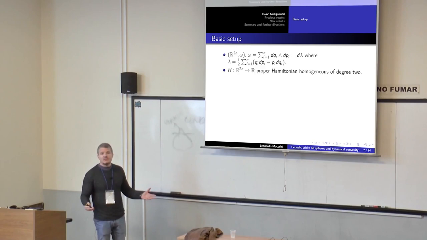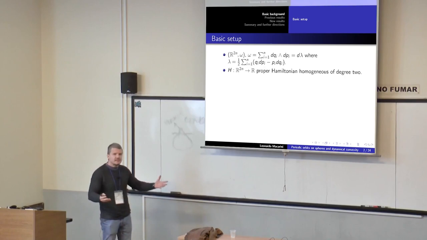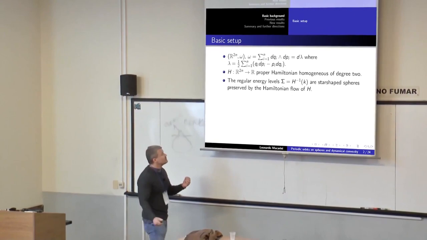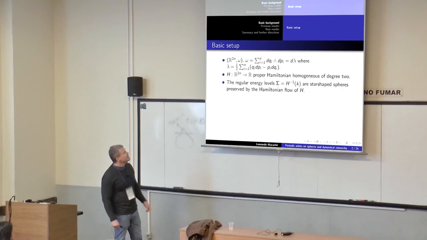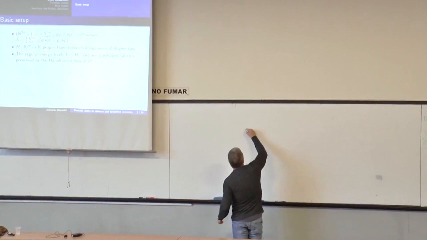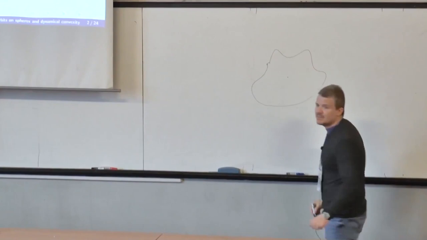homogeneous of degree 2, such that the energy levels are compact. The regular energy levels are compact submanifolds. More precisely, compact spheres. So the regular energy levels, we take k a regular value, the energy level is a star-shaped sphere. The fact that it's homogeneous of degree 2 implies that this level sigma is a star-shaped sphere in R^2n.